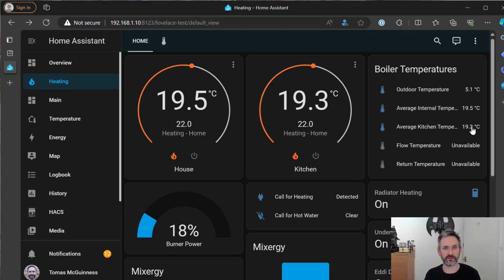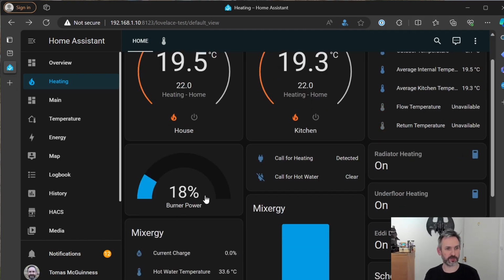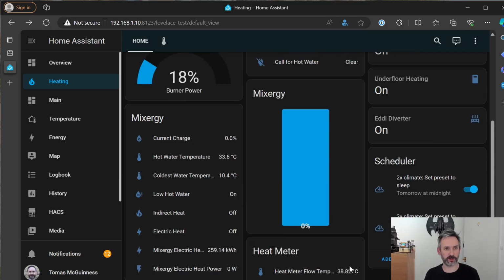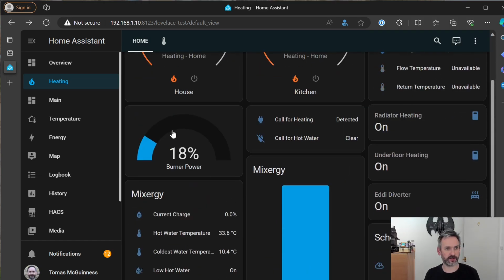And that gives us, if we average those, about 19.4. It's 5 degrees outside, so we'll just call it 14. So there's a 14 degree difference. The boiler is still not quite running at its minimum. Its minimum power is at 15%. But if we have a quick look at the heat meter reading down there, it's putting out 8.3 kilowatts now. So we'll need to let that settle down because I think that's still a little bit high.